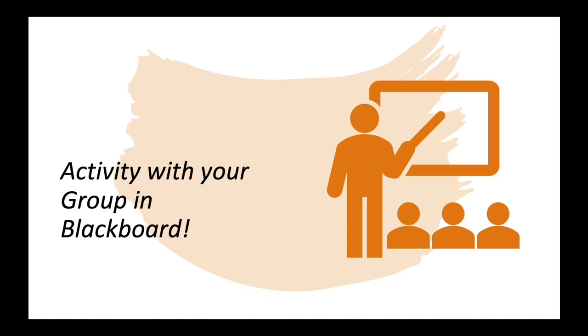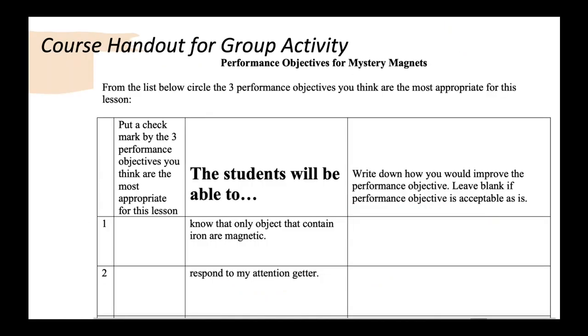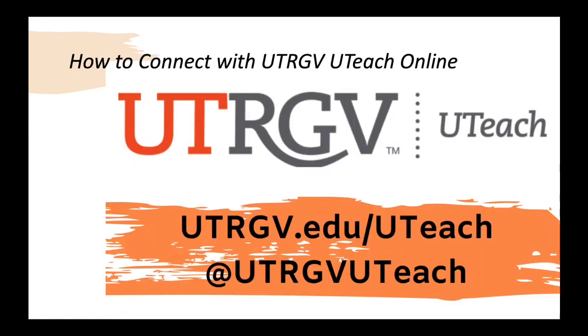Our challenge to you now is take this information to do an activity with your assigned group in Blackboard using the performance objectives for Mystery Magnets handout. With your group in Blackboard, you'll be deciding if each of the performance objectives is appropriate because it has a measurable action verb, or if you think it's not appropriate because the verb is vague and not measurable. That's our challenge for you.